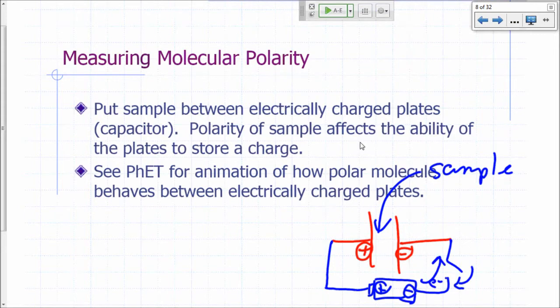But then because of the gap right here between the two plates, the current flow is just temporary. It will flow for a little bit and then it will stop. So there's a limit to how many electrons can be stored over here. By putting polar molecules between those two plates, you can actually increase the ability of your plates to store extra charge, to store electrons. Okay, so that's how you can measure polarity.